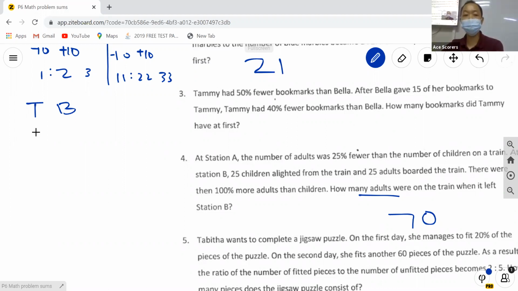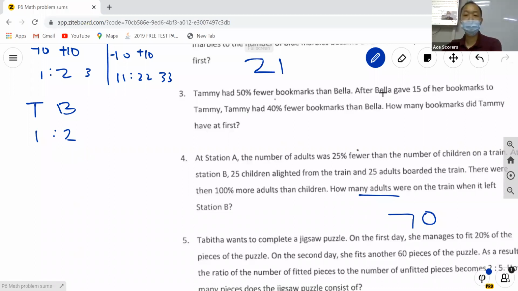What ratio do you get for Tammy and Bella at first? 1:2. Tammy had 50% fewer. Sounds like 2:3. Okay, let's try 1:2. Do you get an answer? Yeah. With that decimal? No.